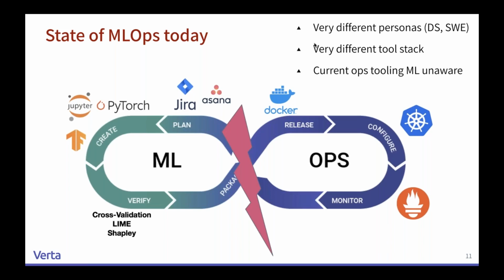However, there is a well-known gap between taking a model that has been developed on the ML side and then pulling it all the way to operations. And there are three things that actually cause this challenge. The first one is there's very different personas who are working, or different people with very different skill sets that are working on the ML side and the ops side. The tool stack that is used is different.